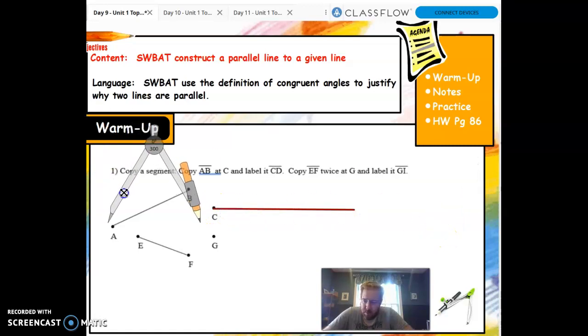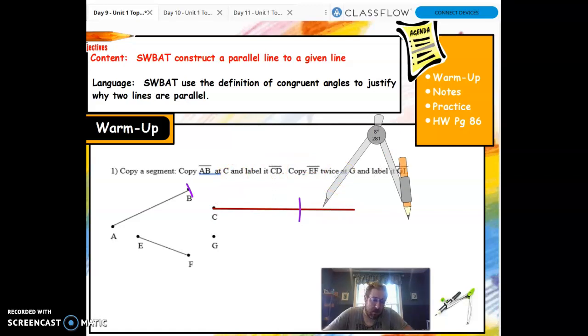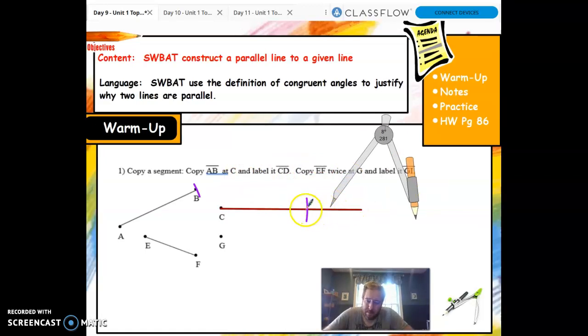So the very first one, I'm going to measure segment AB, and then I'm going to make a copy of it and call it CD on the line provided. So there is my measurement of AB. I come over here, put my fixed point on C, do the exact same size copy, and that point of intersection is going to be my point D. All right, so now segment CD is the same as segment AB.